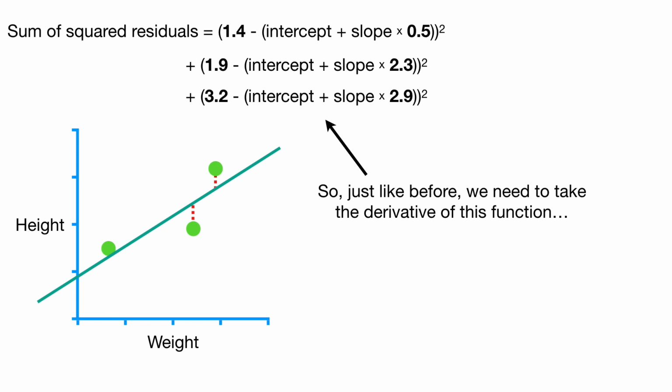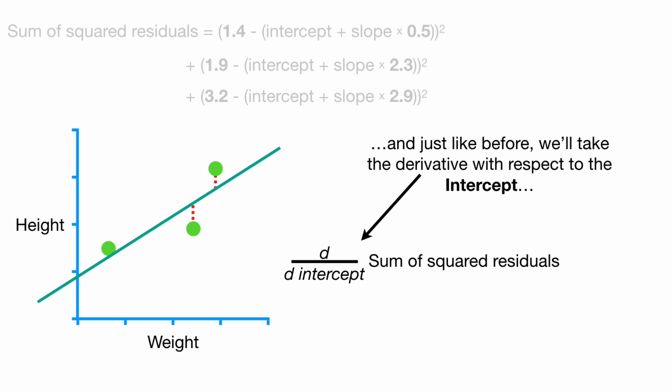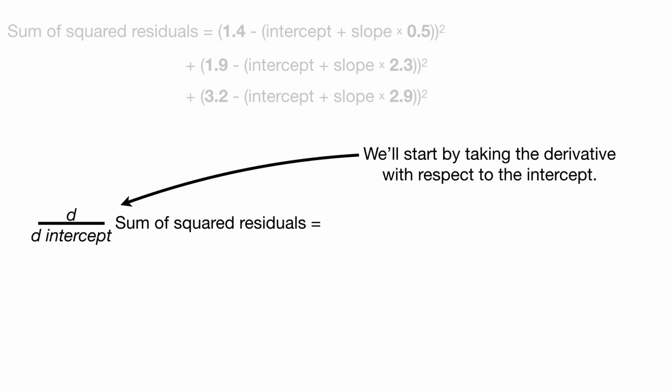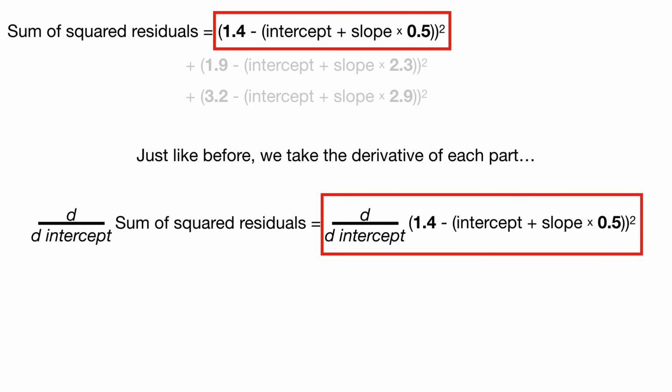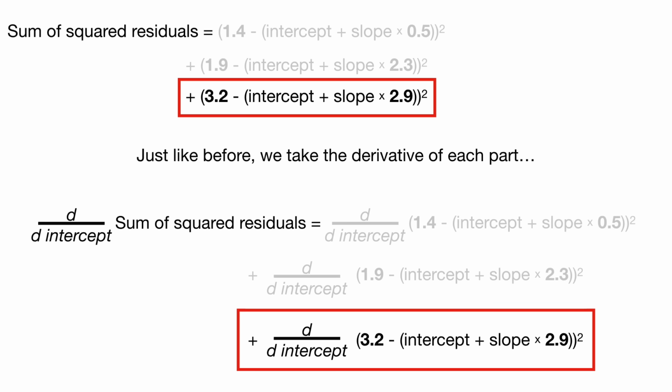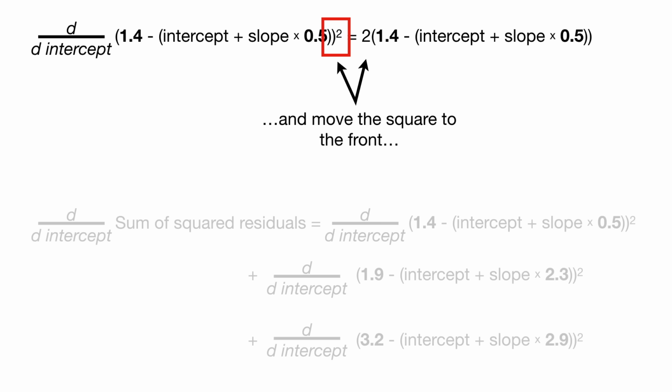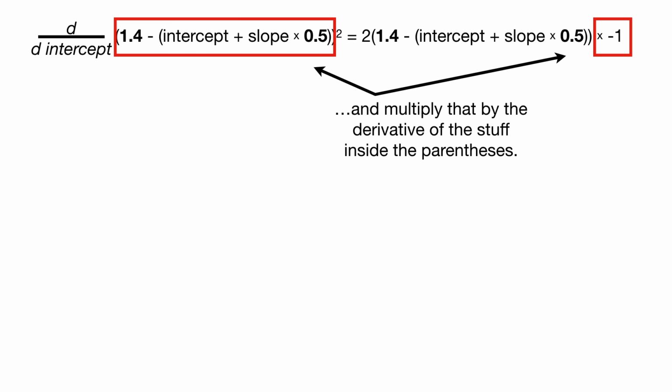So, just like before, we need to take the derivative of this function. And just like before, we'll take the derivative with respect to the intercept. But unlike before, we'll also take the derivative with respect to the slope. We'll start by taking the derivative with respect to the intercept. Just like before, we'll take the derivative of each part. And just like before, we'll use the chain rule and move the square to the front and multiply that by the derivative of the stuff inside the parentheses.